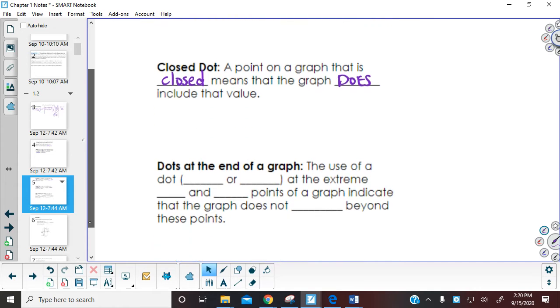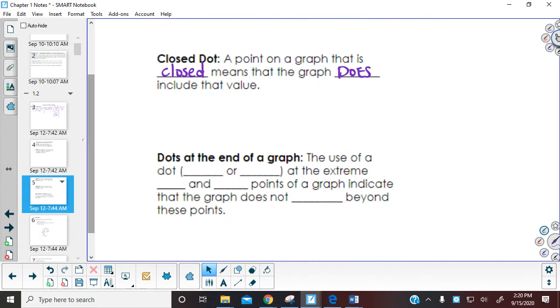In terms of dots at the end of the graph, the use of a dot, whether it's open or closed, at the extreme left and right points of the graph, indicates that the graph does not extend beyond those points.